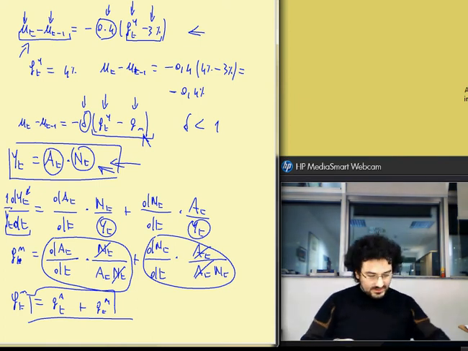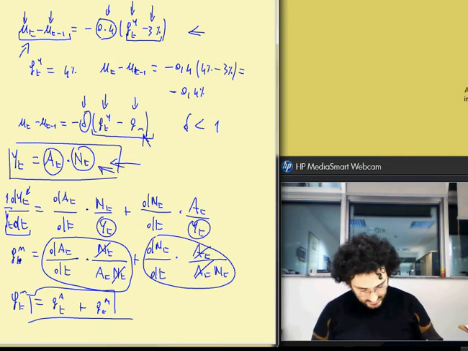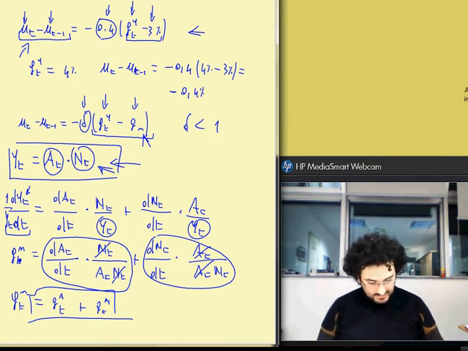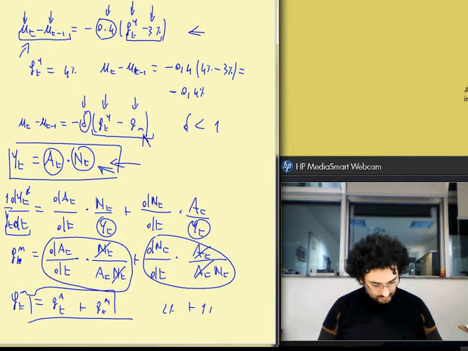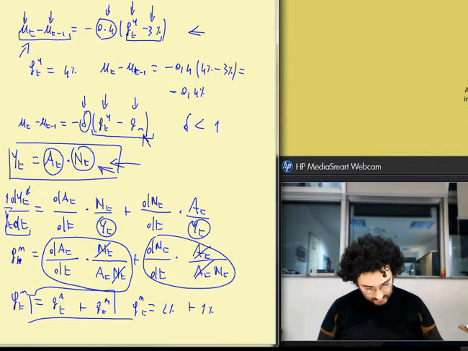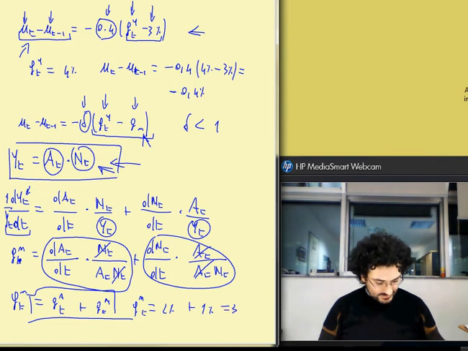In order to understand this situation better, we can think that the rate of growth of technology is around 2% and the rate of growth of the labor force is around 1%. So the natural rate of growth is around 2 plus 1, 3%.